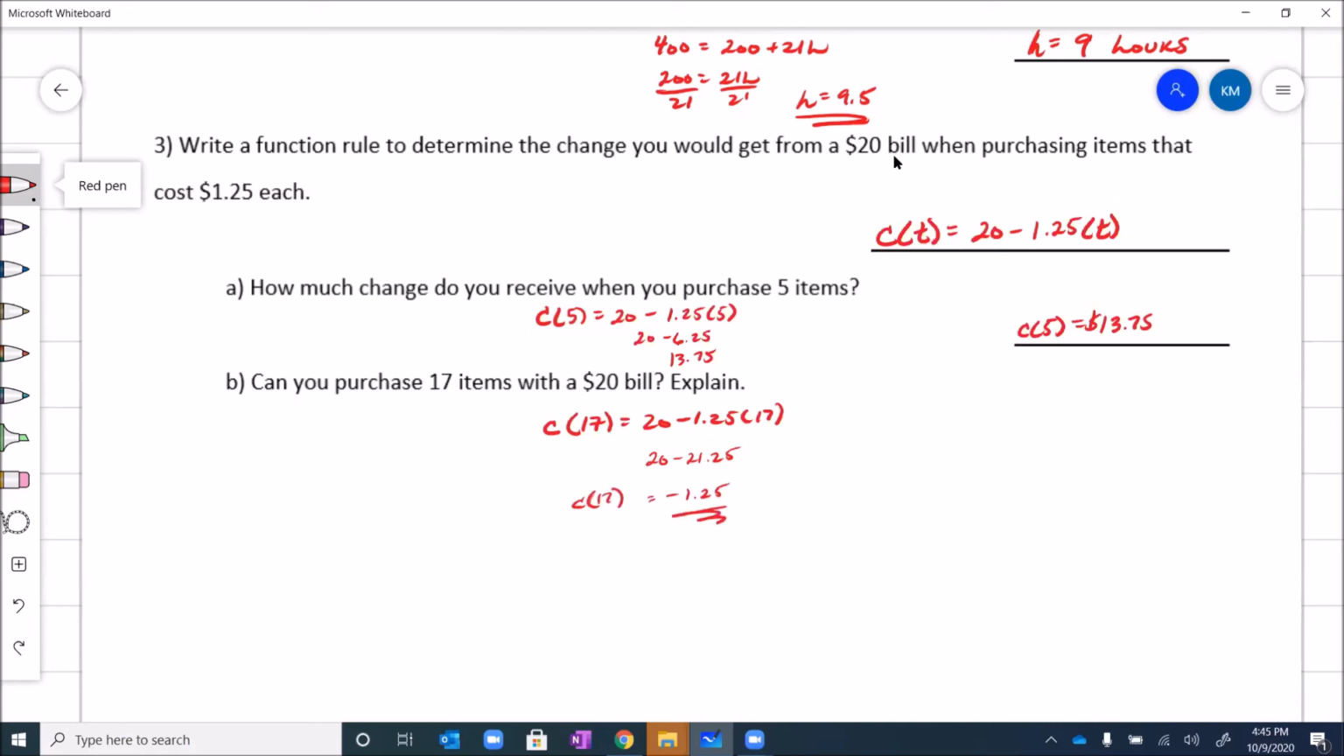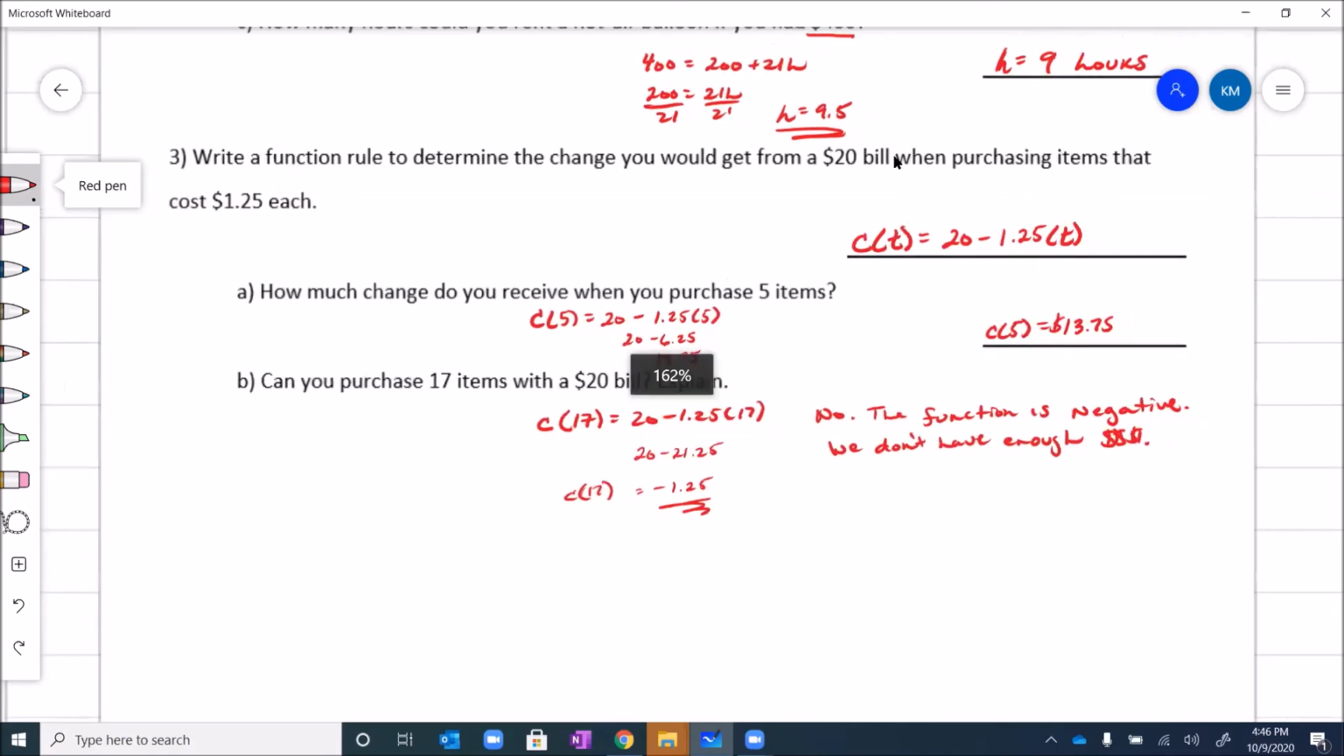Now, here's the issue. Even though we got the answer of negative 1.25, this answer doesn't make sense. That means we owe the store or wherever we purchased this from $1.25. They're not going to let us take that, right? So the answer is no. The function is negative. Okay, and sometimes it's okay to have a negative function. In this case, it's not, because that means we don't have enough money. All right, so there we go.